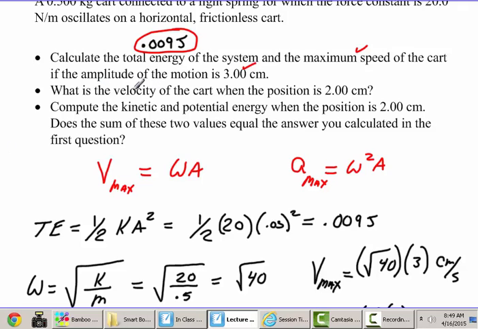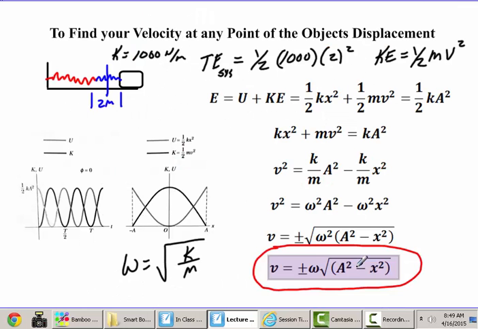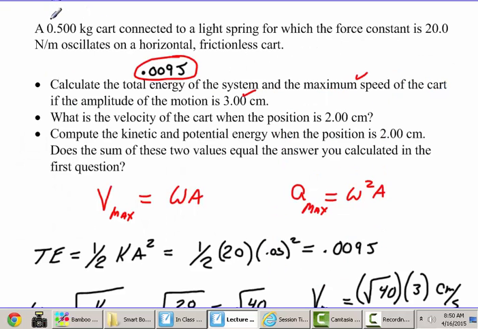And does everyone understand how to find the velocity of the cart when you're at 2? Right, to do that, you're just going to go back and use this equation right here. And does anyone have that value for the velocity at 2 or not? What you got? 0.1414. And is that meters per second? Okay.